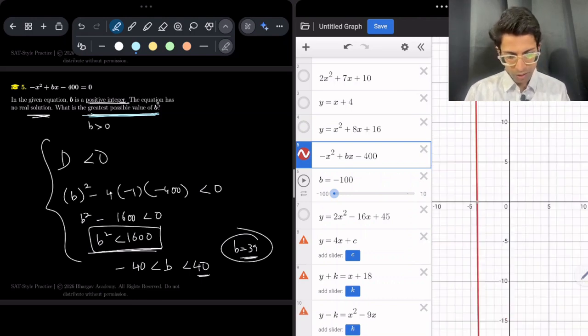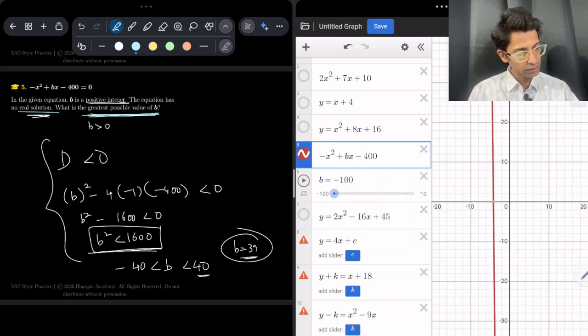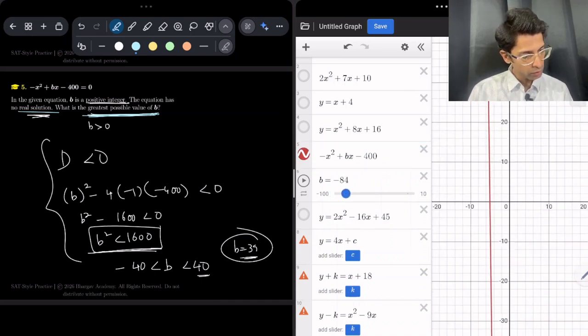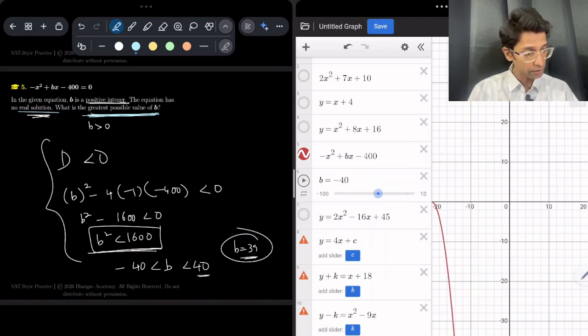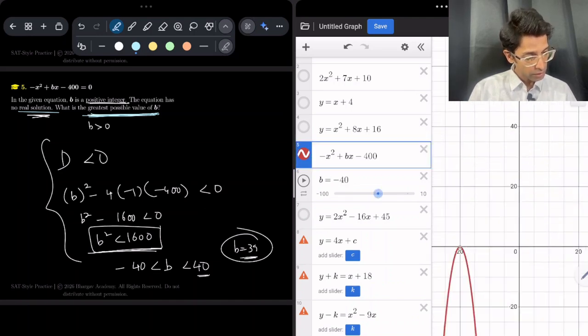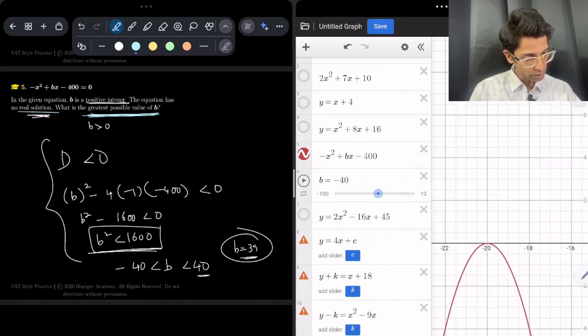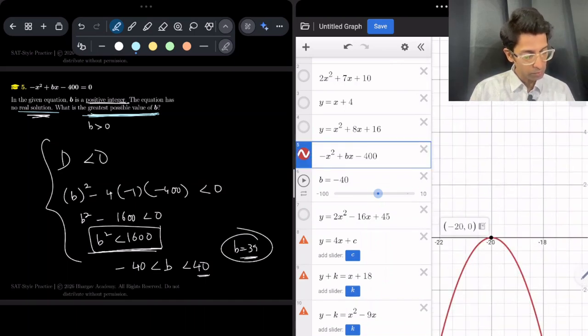Let's come back. The equation has no real solution, so this particular parabola should not be cutting the x-axis. So I'll be moving the value of b and see where this parabola is not cutting the x-axis. So here I found a value where it is not cutting the x-axis, and it is coming out to be the greatest value. B is coming out to be minus 40, and this particular point is minus 20, 0.